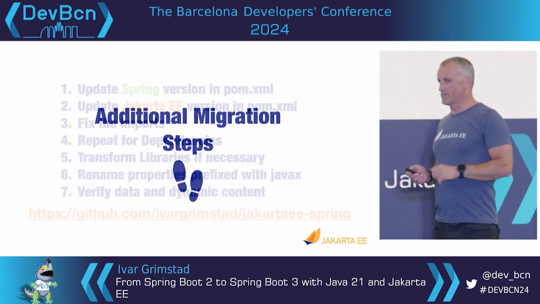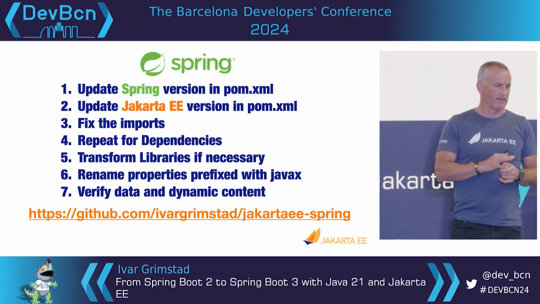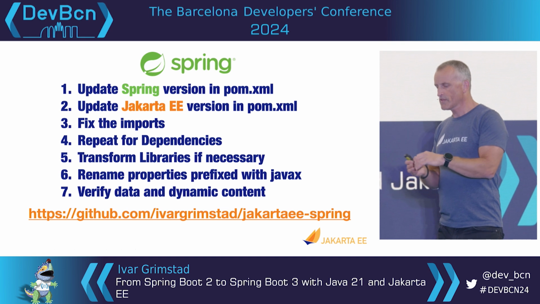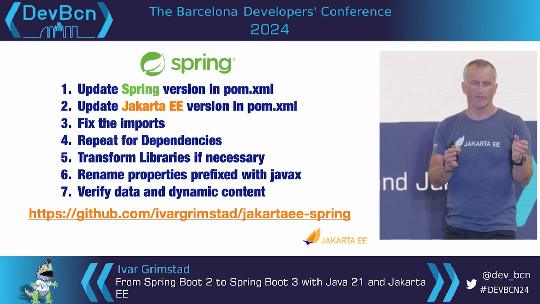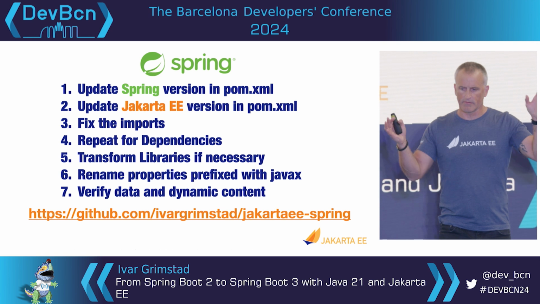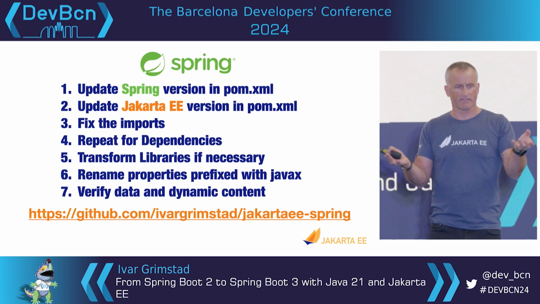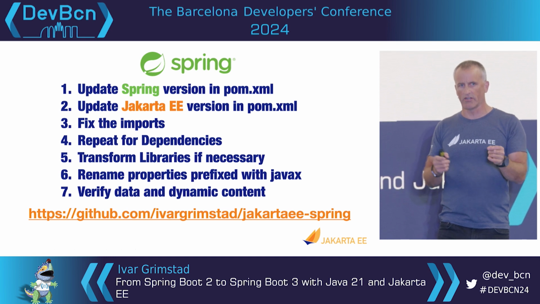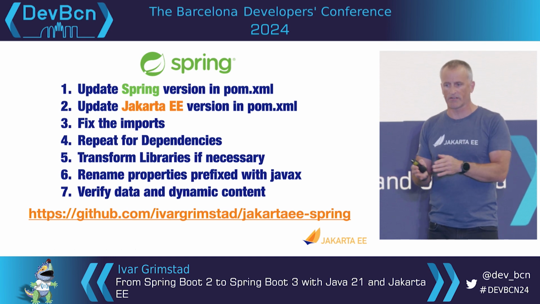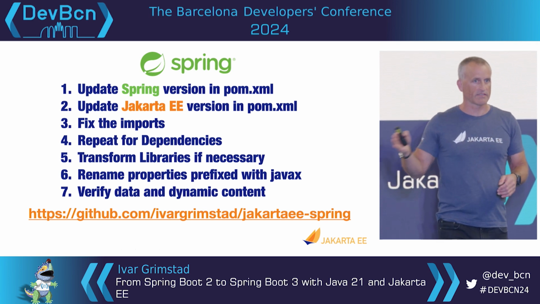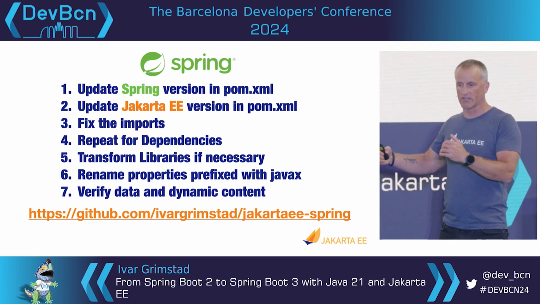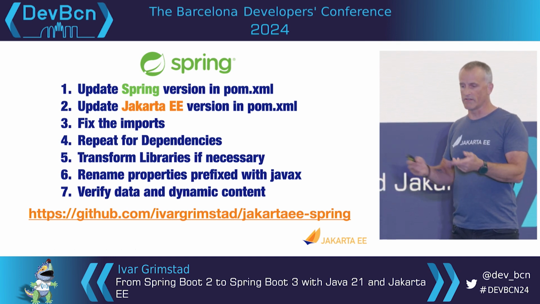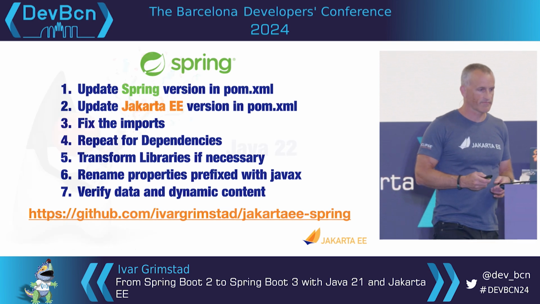So there also may be some additional migration steps. It's not necessarily that relevant for Spring applications, but if you have some properties, for example, configuring Hibernate in some way by using, for example, a javax caching strategy, that property needs to be changed to the Jakarta caching strategy. So every property prefix with javax needs to be transformed as well, if it's used by a Jakarta EE implementation underneath, which there are quite a few of in Spring. And also, if you do this dynamically, you need to check that as well.